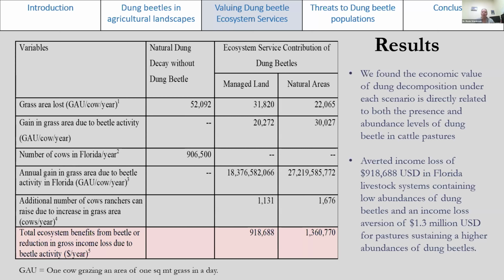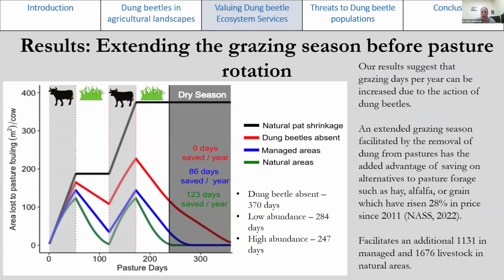Okay. So natural areas have that higher abundance of dung beetles, and managed land has that lower abundance of dung beetles. Which means overall that having this higher abundance of dung beetles, essentially we're gaining around 86 days a year of additional forage available for cattle.